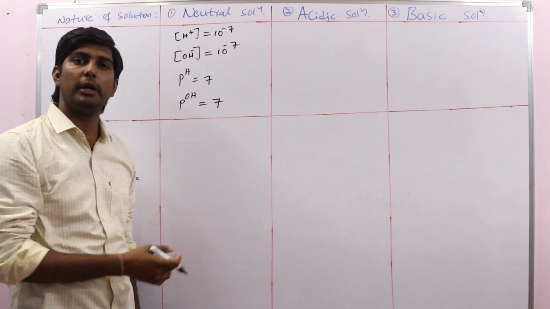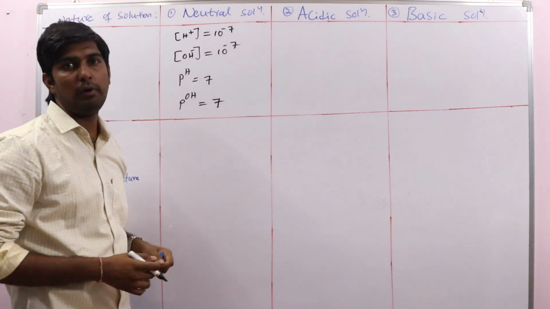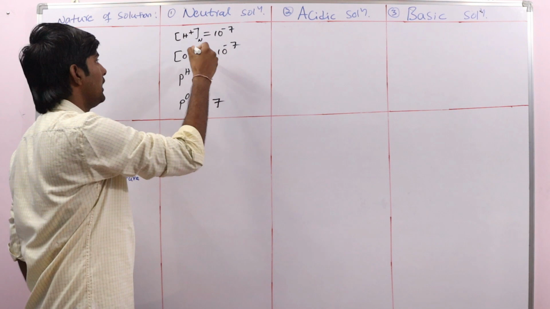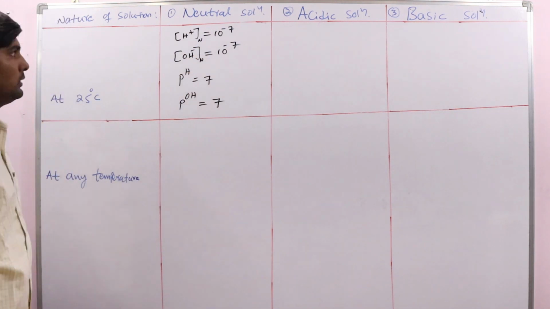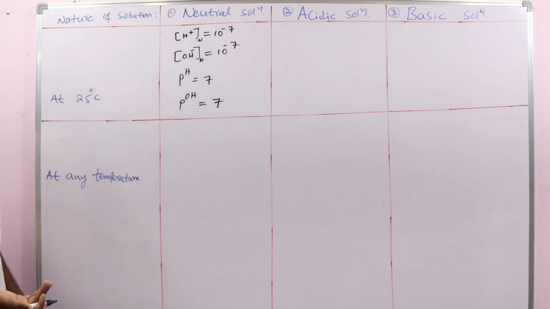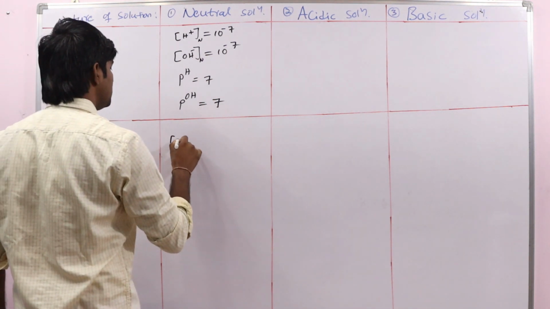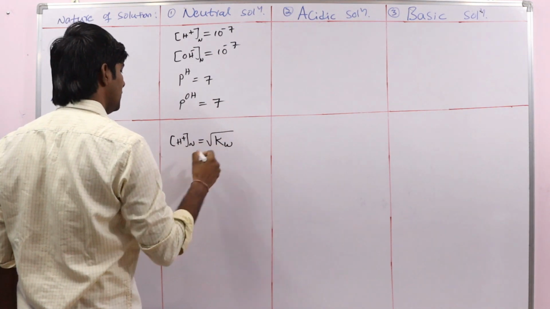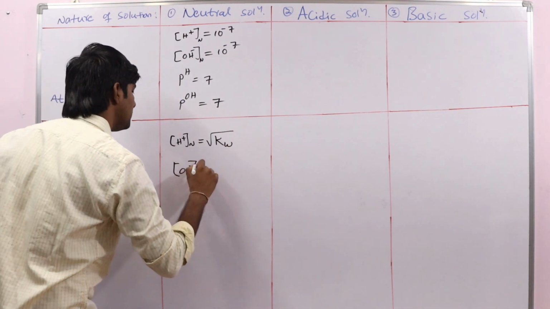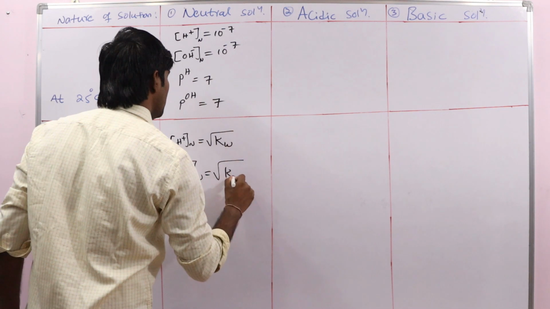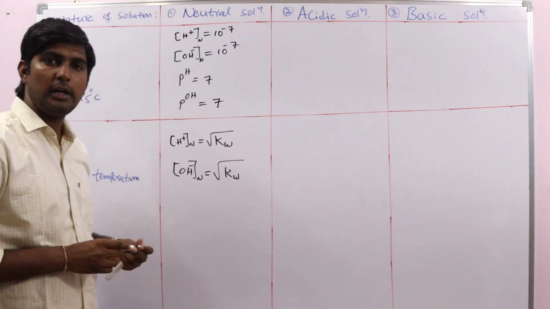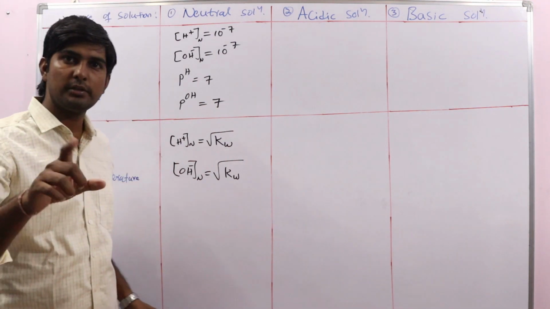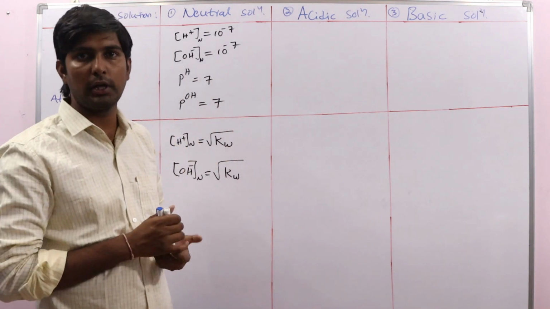We know that pH equals minus log H plus. So minus log 10 power minus 7 means we get pH equal to 7. Here concentrations are expressed in normalities. Now at any temperature, the general case, H plus ion concentration is equal to root Kw, and OH minus ion concentration is also equal to root Kw. Yes or no? H plus ion concentration into OH minus ion concentration equals Kw. That we also discussed in the previous lecture, in the ionic product of water.